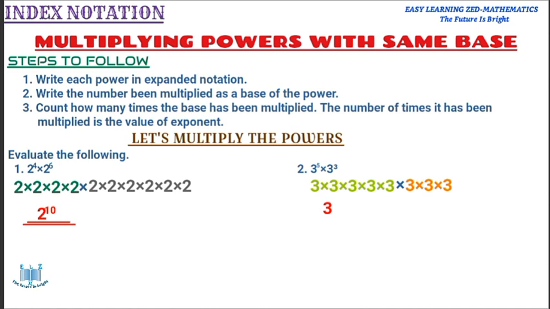So when we look at those 3's in green, they are 5, and those in orange, they are 3. When we count all of them, we're going to get 8. So we're going to write 8, which is 3 to the power of 8. Now that is the answer. We have multiplied 3 to the power of 5 by 3 to the power of 3, which has given us the answer, which is 3 to the power of 8.